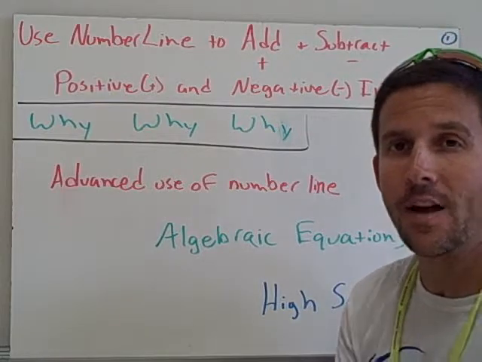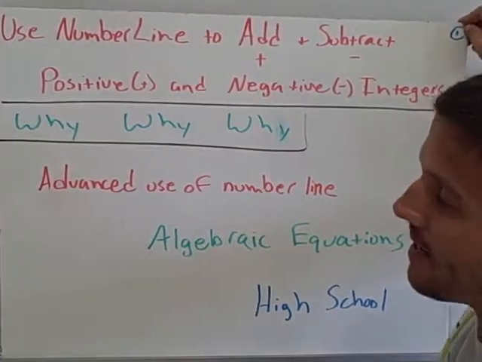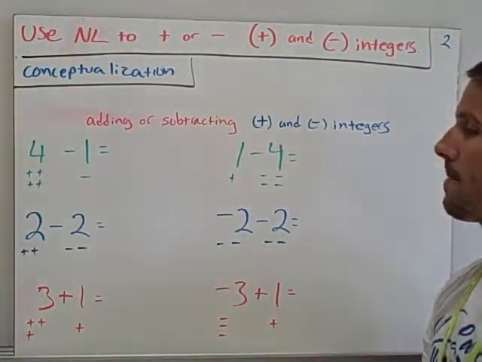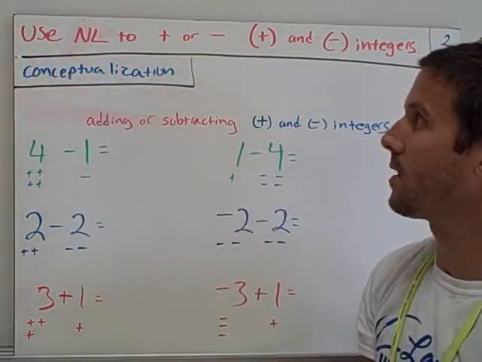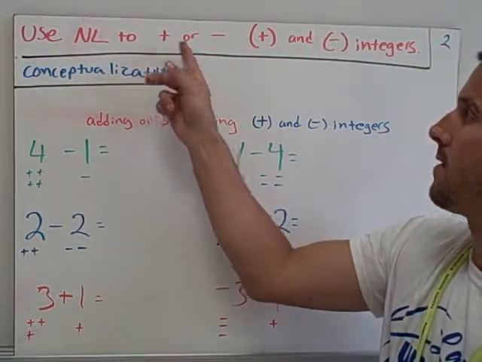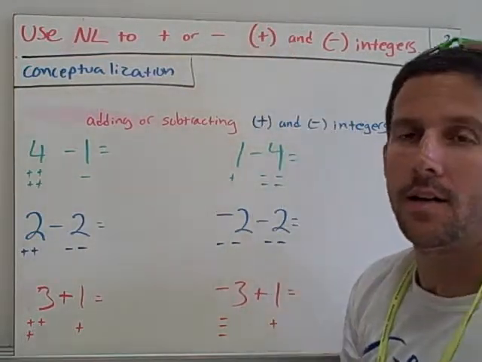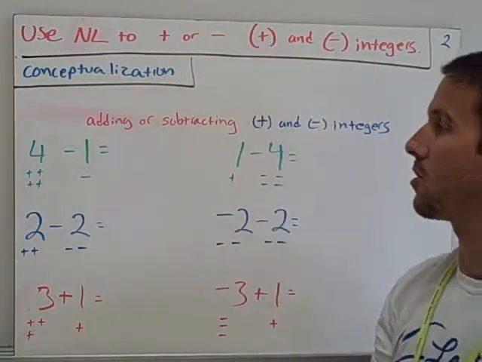All right, so let's get down to it and learn how to use the number line to add and subtract positive and negative integers. I just abbreviated it here. NL means number line from now on. Positive and negative, or add, subtract. And in parentheses, I put the signs to represent the positive and negative integers.